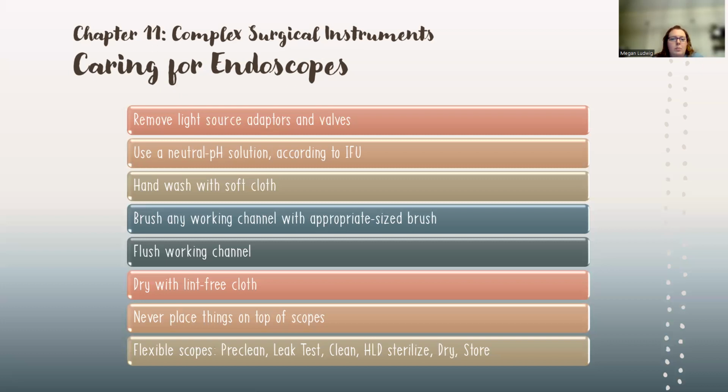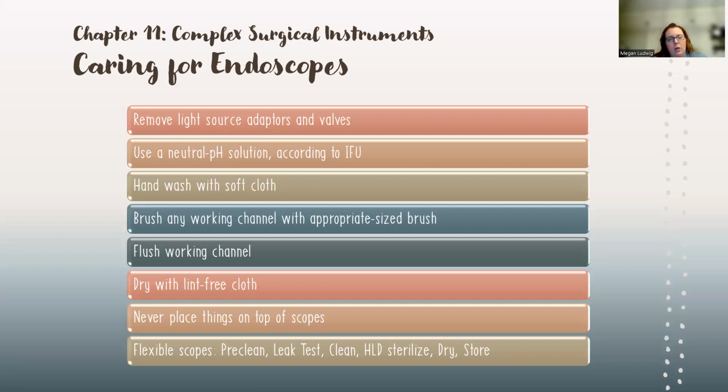Sometimes there are extra valves, especially in cysto. They're going to be putting in wires through those valves. Those have to come back off, colonoscopes, etc. Always use a neutral pH solution, and your IFU will tell you what type. You're going to start by hand washing it with a soft cloth, get any of that gross debris off on the outside. You're going to brush any working channel, like where the valves were, with, again, an appropriate size brush. And then you can flush the working channel, especially colonoscopes, gastroscopes, EGDs, those types of scopes will have those.